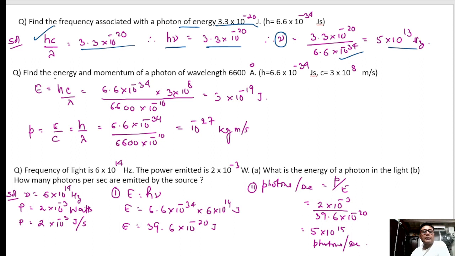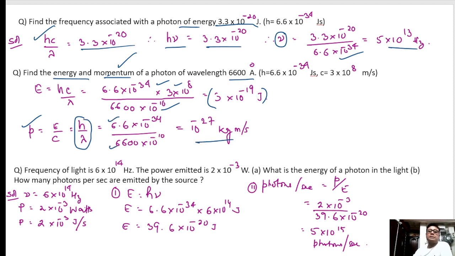Next, find the energy and momentum. So energy is hc by lambda, we put the value of hc, wavelength is given to us, this is the energy. Now they are telling momentum equal to h by lambda, so this is h, this is lambda, we get the momentum in kg meter per second.